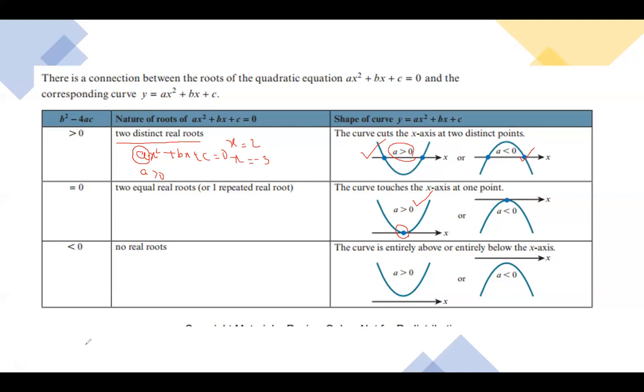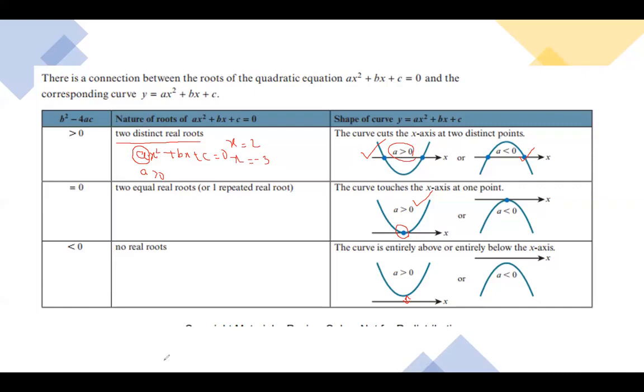Okay, in case of no real roots, there is a gap or a difference between the peak point and the x-axis point. So in case of no real roots, the graph is of this type.